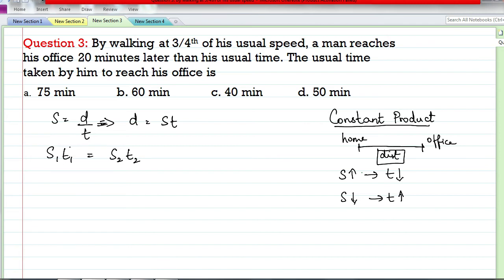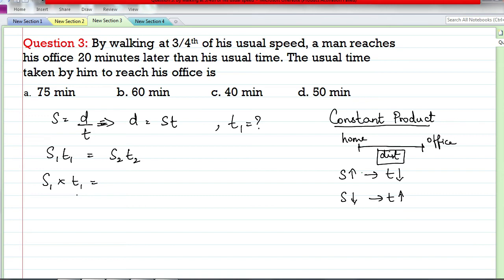Okay. So we don't know what is S1 and T1. What they have asked is find his usual time. So we are supposed to find T1. We'll just take it as it is, S1 into T1. He travels at certain speed and he takes certain minutes of time. Here answers are given in minutes, so let us assume time here is considered as minutes.